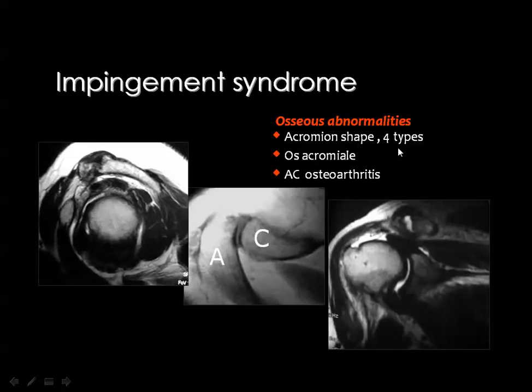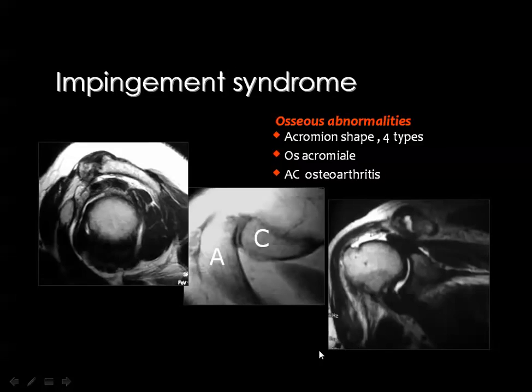You remember type 3 and type 4 are one of the causes of compromise of the subacromion tunnel. Also, the presence of os acromiale and the osteoarthritic changes of the acromioclavicular joint.